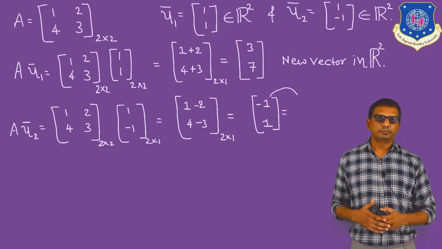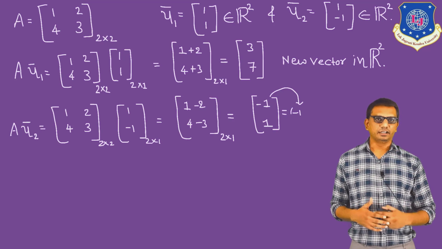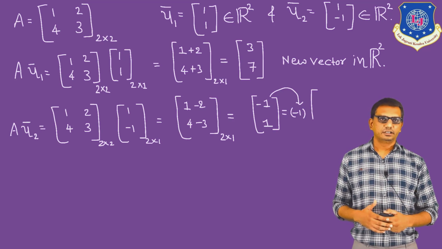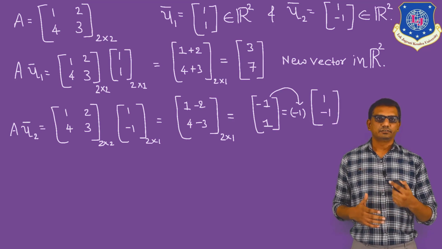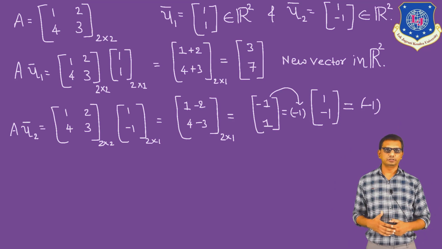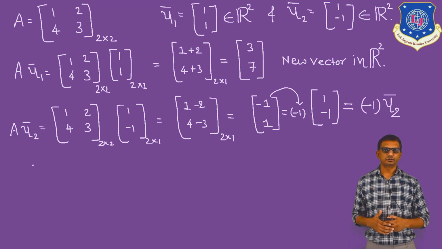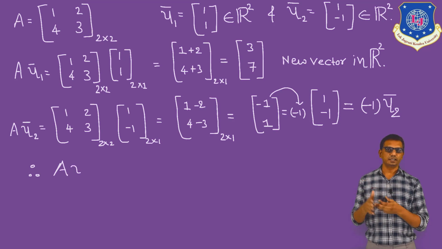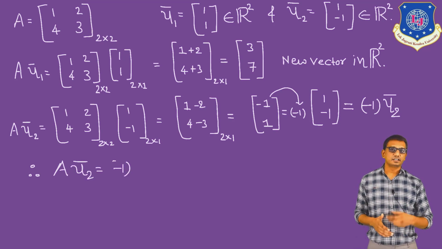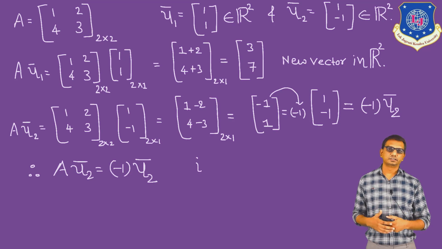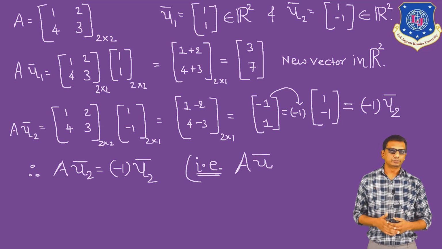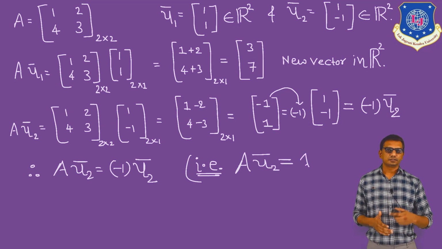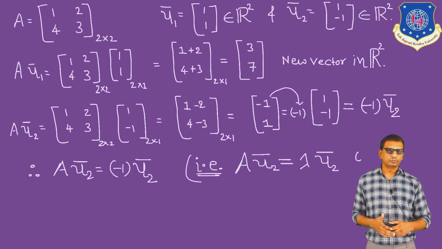Now, if we take minus 1 common from this vector, we get our original vector u2, that means (1, -1). So we can write minus 1 times u2 after multiplying u2 with A. That means we can say that u2 is our eigenvector, because A u2 bar equals minus 1 u2. That means A u bar equals lambda times u bar, which is the property of an eigenvector.